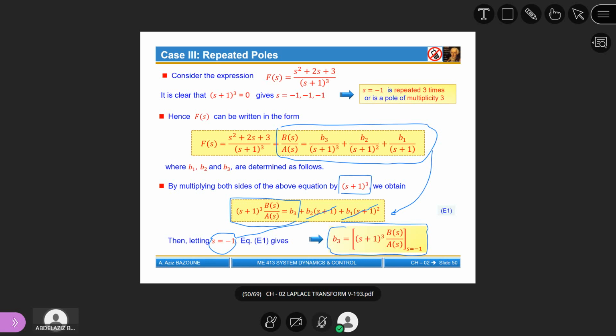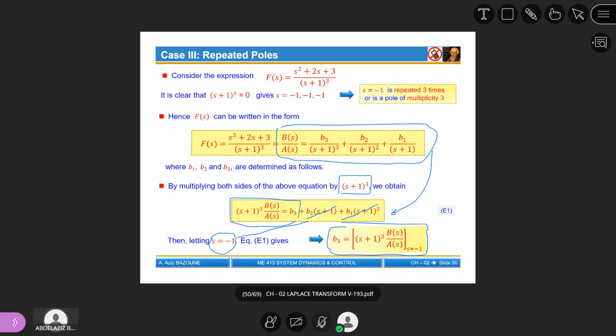Ali, Bashar, please go ahead, my son. Doctor, we set s equal to minus 1 only in the right-hand side? Yes, in the right-hand side, yes. Okay, perfect. Yes. So we are looking for b3, we found b3. This is how to find it.